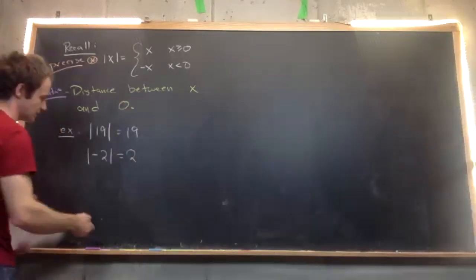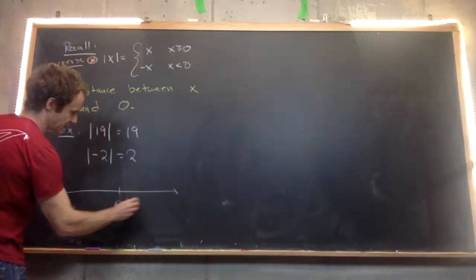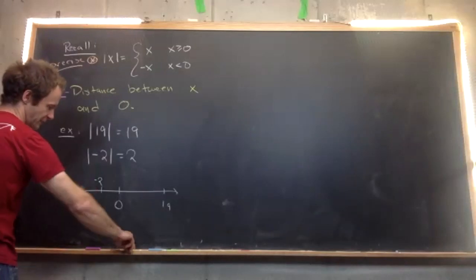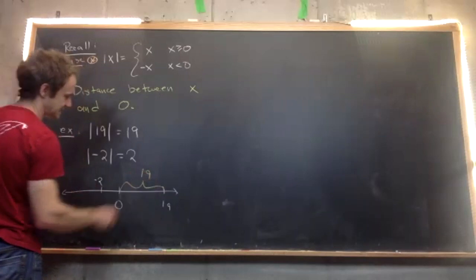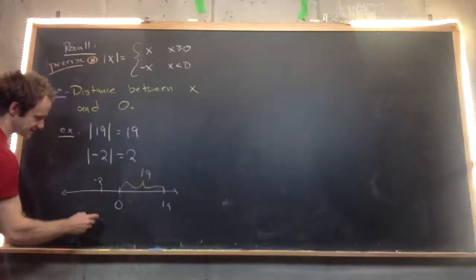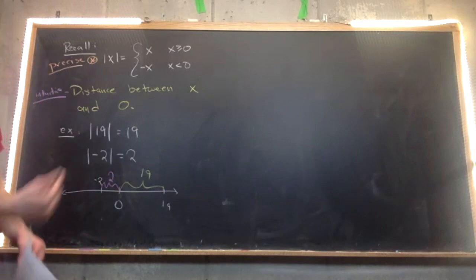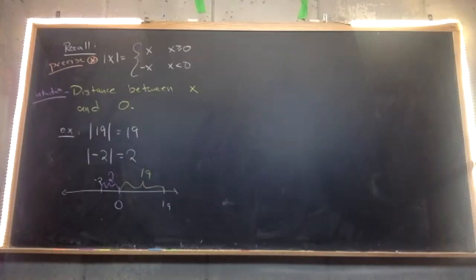Notice if you draw a number line right here, we put 0 in the middle, 19 will be over here, maybe minus 2 will be over here. If we're measuring distance, the distance from 0 to 19 is 19, but the distance from 0 to minus 2 is 2. It's just a distance leftwards instead of rightwards, but that's okay.